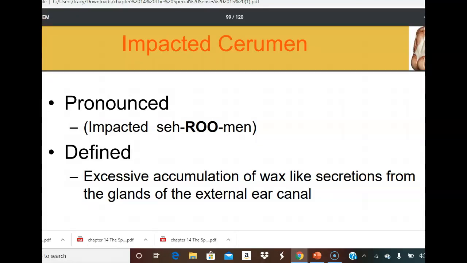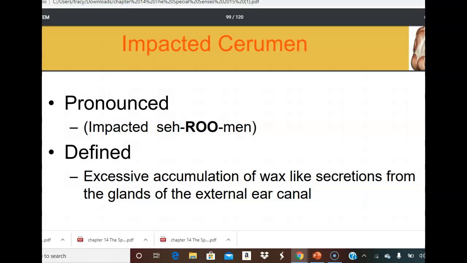Now, impacted cerumen is a really common problem in primary care. This is one of the first things that medical assistants have to learn how to do, an ear lavage. The ceruminous glands prototypically, a lot of people find that they overproduce cerumen. So we need a little bit of wax, but not too much.